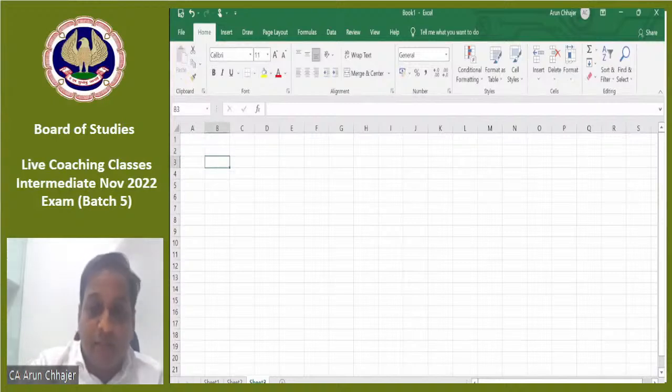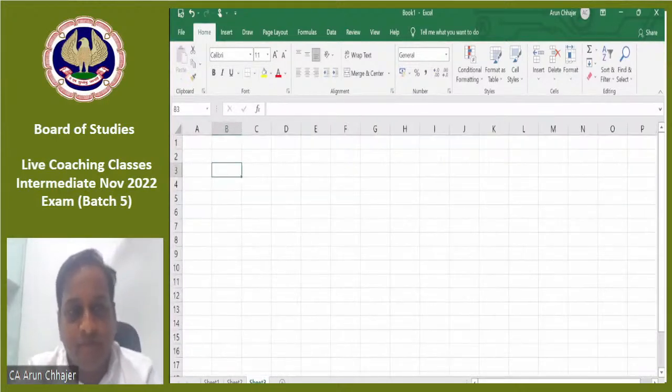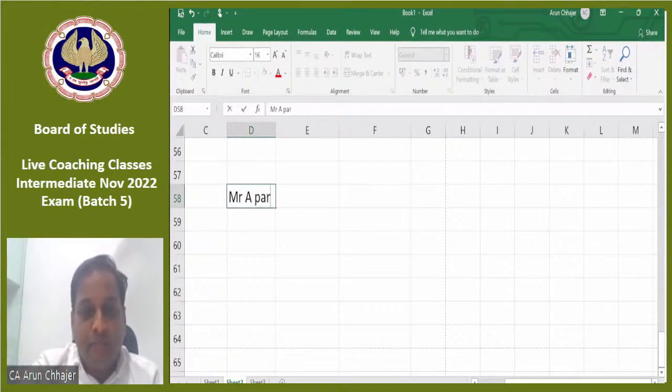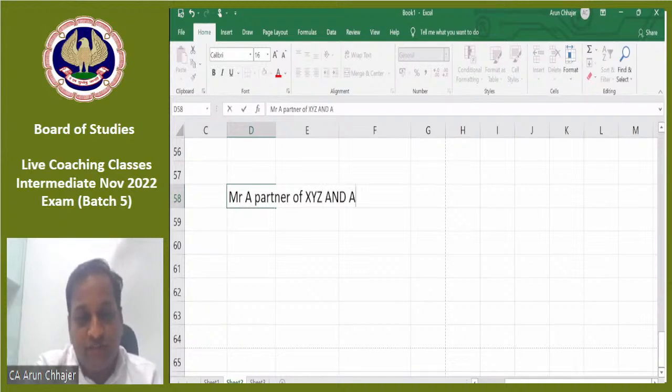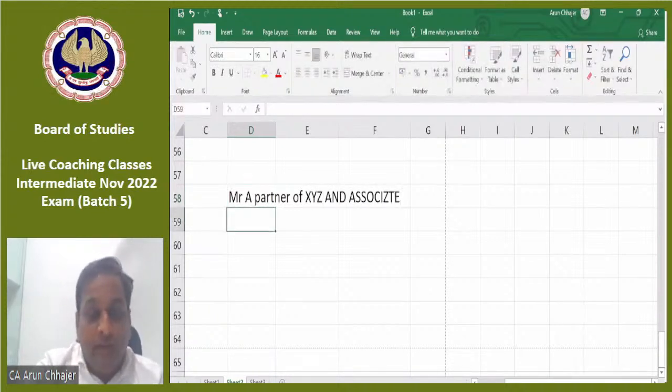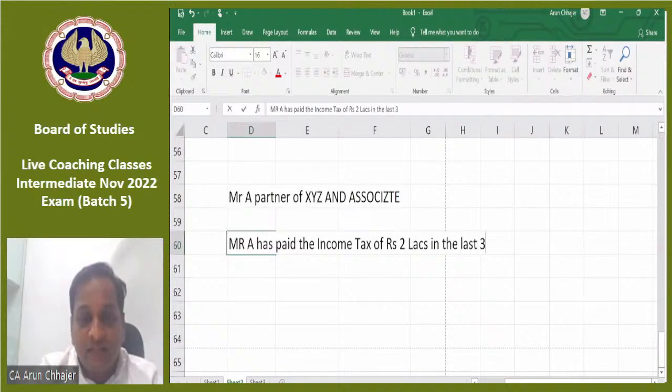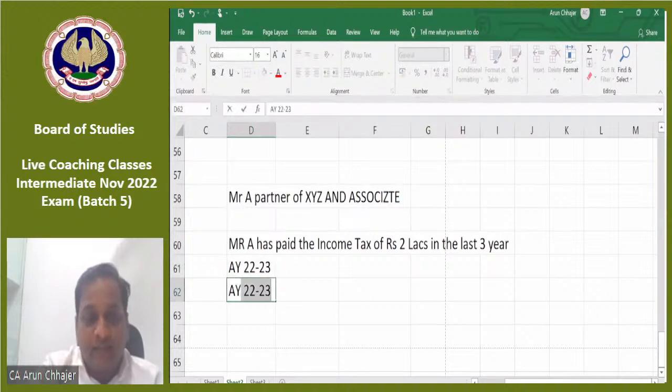Let me ask. Suppose Mr. A is a partner of XYZ and associate, and Mr. A has paid the income tax of rupees 2 lakhs in the last 3 years. That is assessment year 22-23, assessment year 21-22, assessment year 20-21.